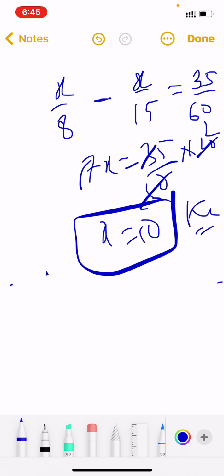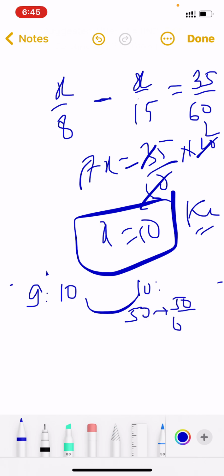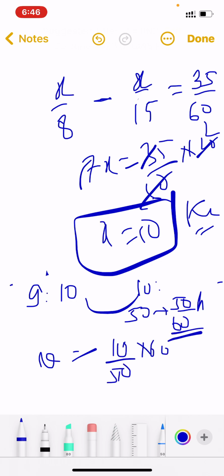Now the question is, he leaves at 9:10 and he has to reach at 10 a.m. So basically 50 minutes, so 50 minutes is basically 50 by 60 hours. So speed should be distance 10 over time 50 by 60. So this is 12. So 12 km/h should be his speed. That's it, done.